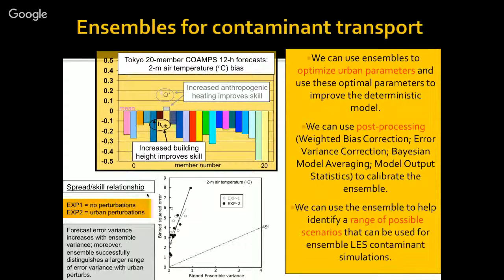Yeah, I think that's partially manifest in the spread skill score, that by increasing the spread skill relationship, you're showing that the ensembles are creating more skill. There's certainly more that can be done in terms of a smarter choice of the perturbations to better sample the uncertainty. Yeah, absolutely.